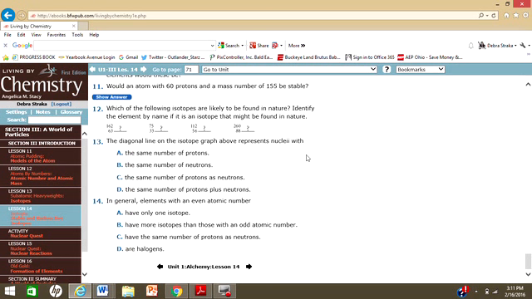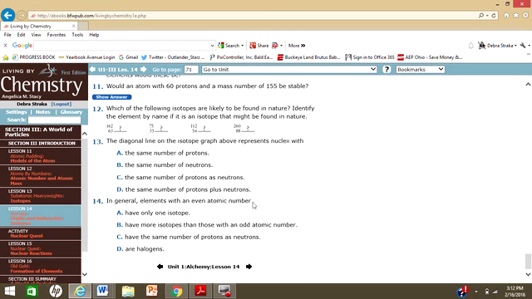Number 13. The diagonal line on the isotope graph above represents nuclei with... and I know this is a multiple choice, but at this point I just want you to pick the one you think is right and finish the sentence. So write the sentence out. If you think the diagonal line on the isotope graph above, and that's the graph we've been looking at, represents nuclei with the same number of protons, you just write that out as a sentence. So pick your choice out of here and finish out the sentence. Go ahead and do that.